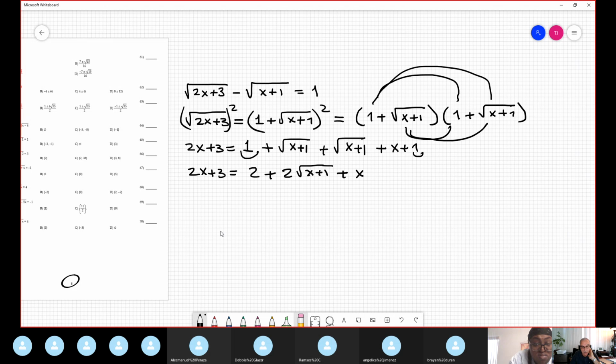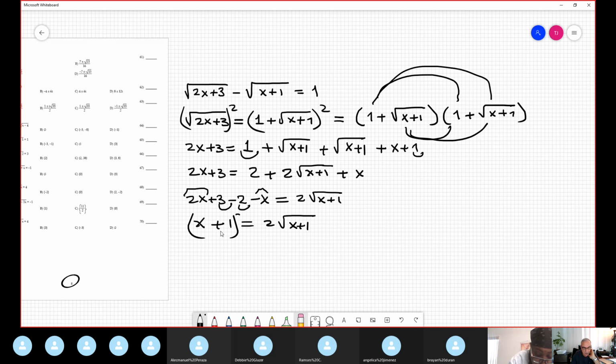Radical is the same, entonces twice the radical plus x, something like that. Now I want to isolate the second radical. 2x plus 3 minus 2 minus x is equal to radical x plus 1. 2x minus x is 1x. And 3 minus 2 is 1. Easy. Now you square the second time because we have two radicals. No?